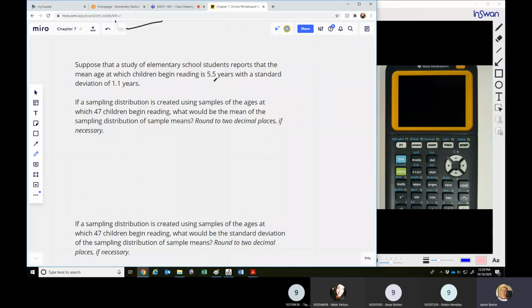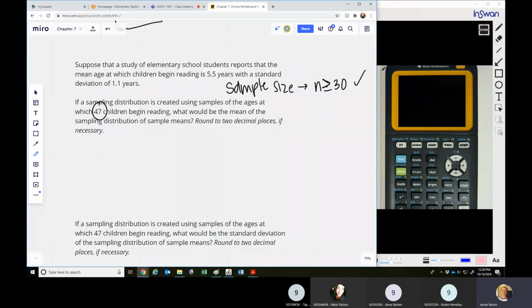Now, typically what you will see done is the first thing you always need to check is to make sure that your sample size is big enough. We know that our sample size has to be greater than or equal to 30. And this one it's 47. So the sample size is big enough, so you can check that off.